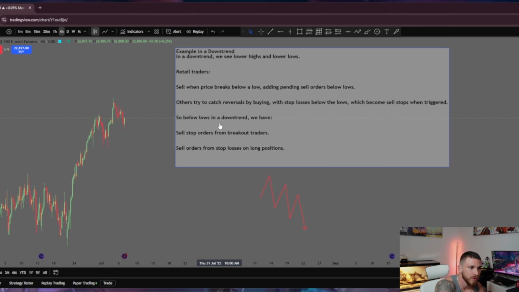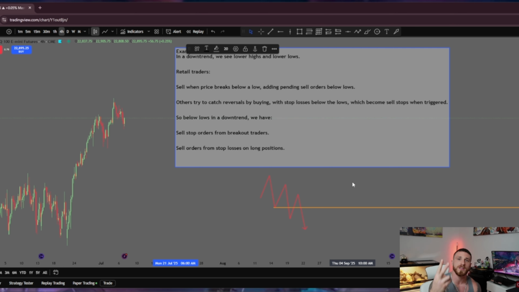So below lows in a downtrend, we also have sell stop orders from breakout traders. Remember, if we hit this low, we have people who are going to enter a buy position in this area. They think price is going to continue up in an uptrend, as retail traders, and put their stop loss below this low. Then price is going to continue down, take out their stop loss orders, and more people are going to fill their orders to continue price in the down direction. So we have sell orders from stop losses on long positions also. Correct? So there's two forms of sell orders resting at the lows in a downtrend. Okay? Cool.